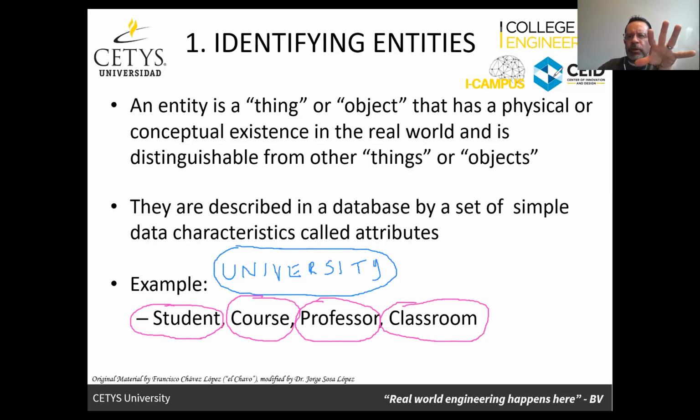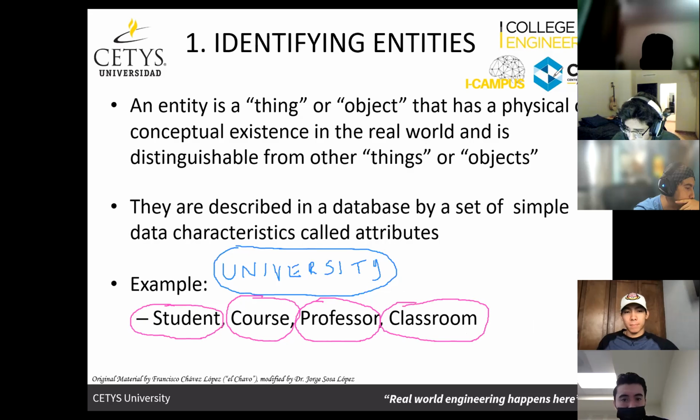Are we good up to this point? These are entities of the system, of the situation, which is an information system for a university that has to do with class programming.